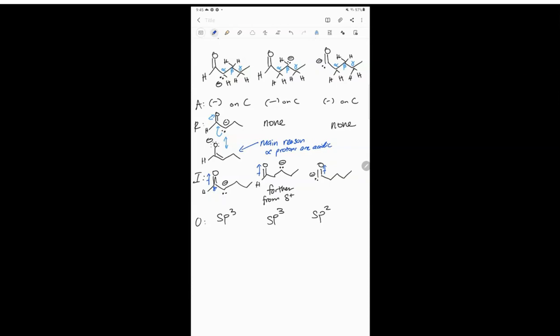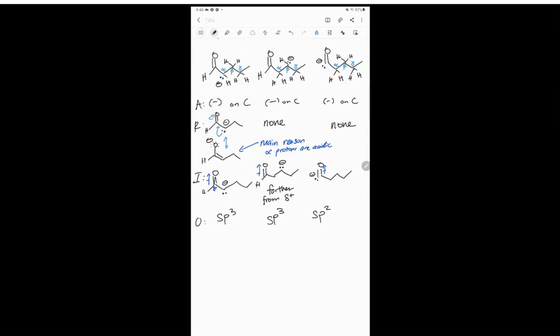So it turns out, since this is the more common resonance form, we will often draw it this way, right? It's more stable because you have a negative charge on oxygen. That makes it more stabilized. We're delocalizing it. And so we're going to take a look at that in more detail. Any questions on why they are more acidic?